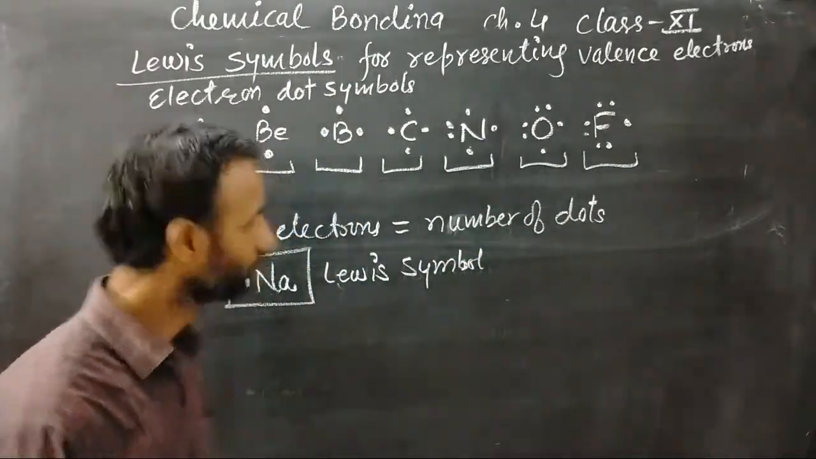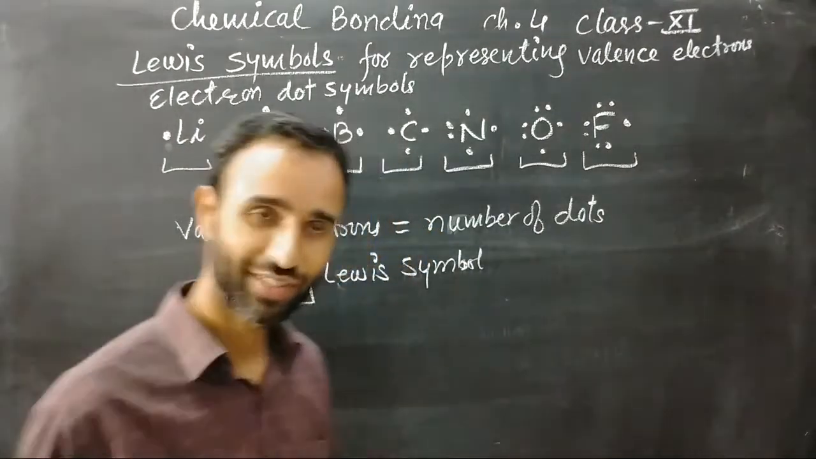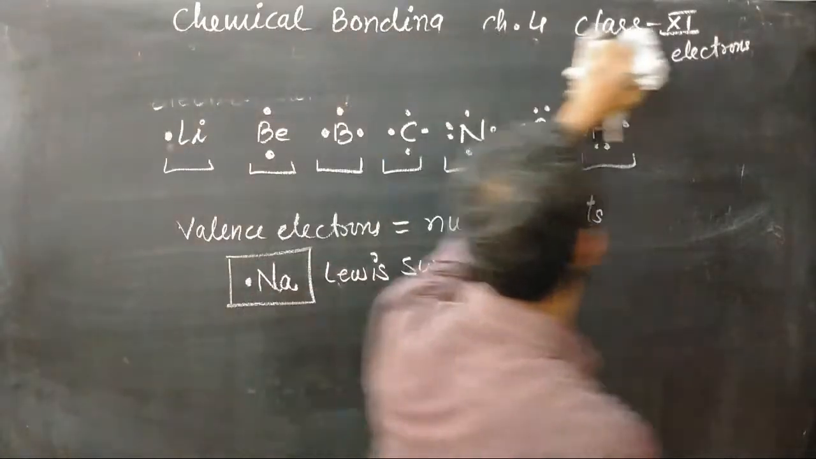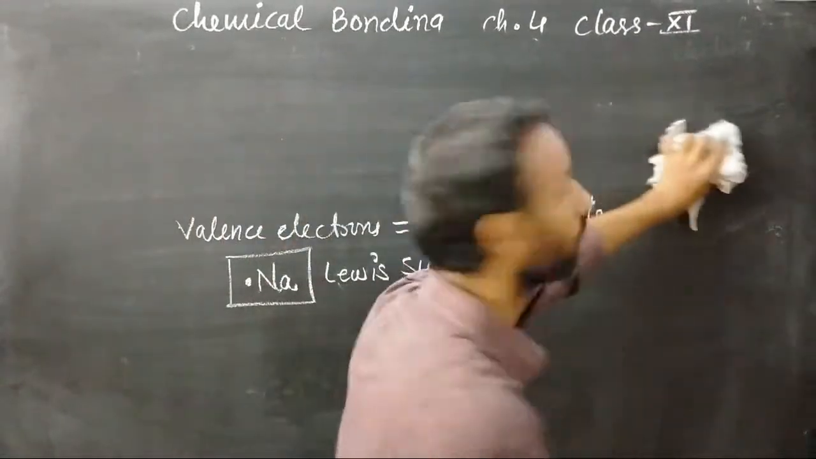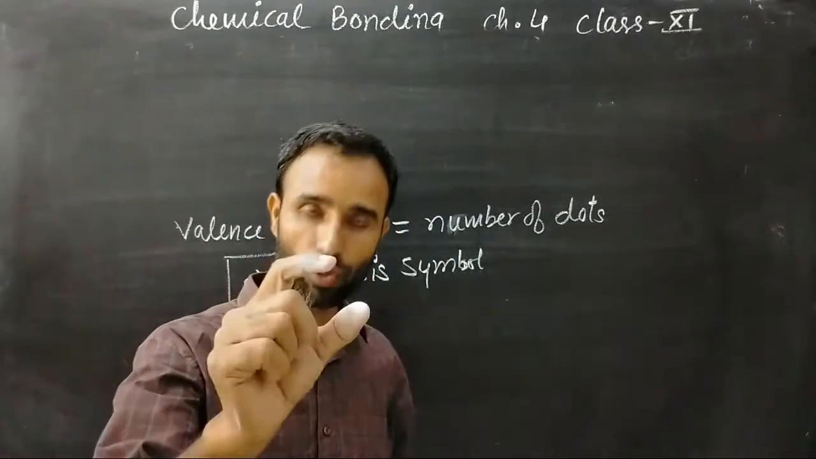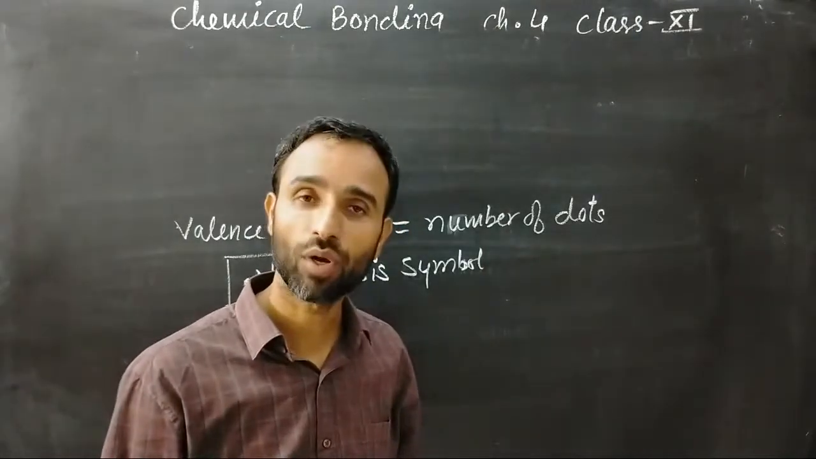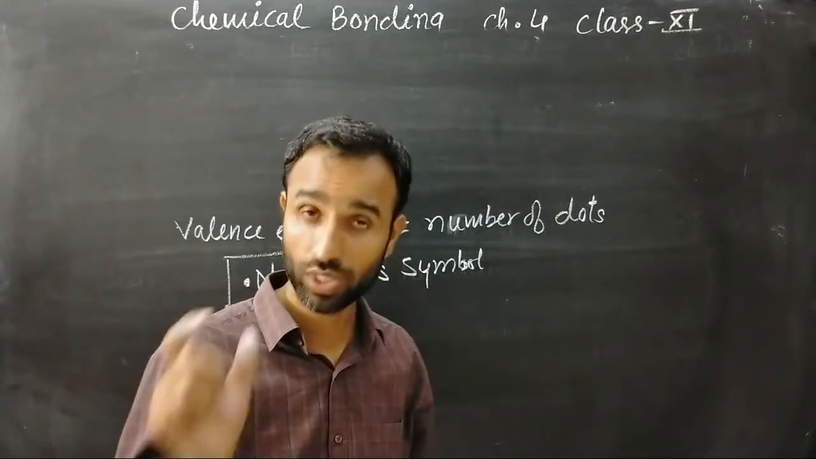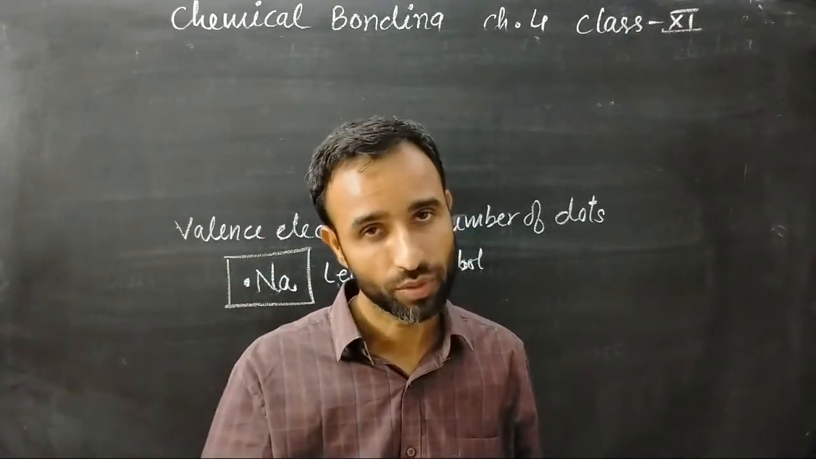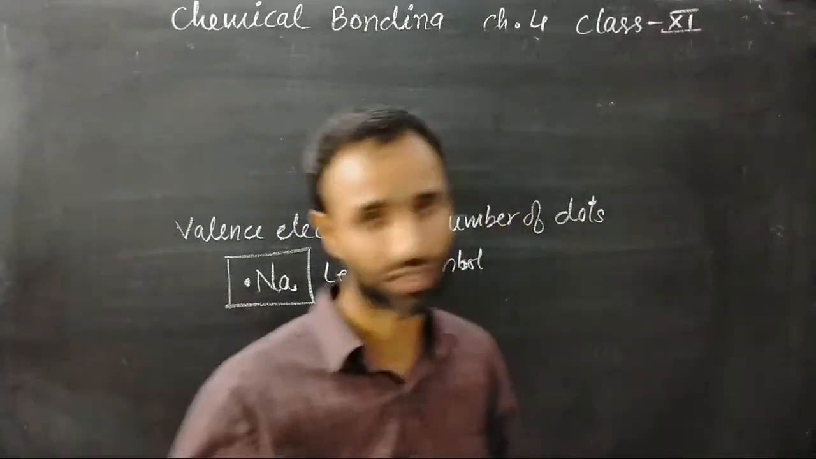Right? So I think you can write the Lewis symbol for any atom. Am I right? Okay. Now, significance of Lewis symbols. What is the significance of Lewis symbols? Lewis symbols are the symbol of the element with dots representing the number of valence electrons. What is Lewis dot structure? The ordinary symbol of the atom with number of dots equal to number of valence electrons.